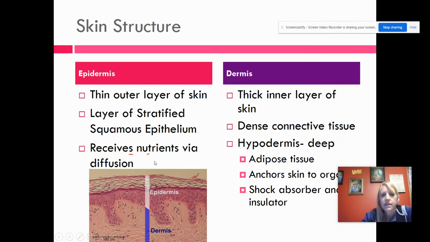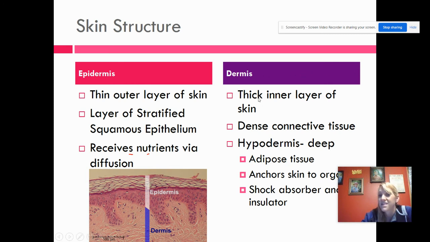All right, epidermis. Like I said, epi means on top of. This is the epidermis. Dermis is the thick layer of skin. So the thin layer of outer skin is the epidermis. Like I said, it's stratified squamous epithelial tissue, and it's avascular, so it gets all of its nutrients through diffusion.